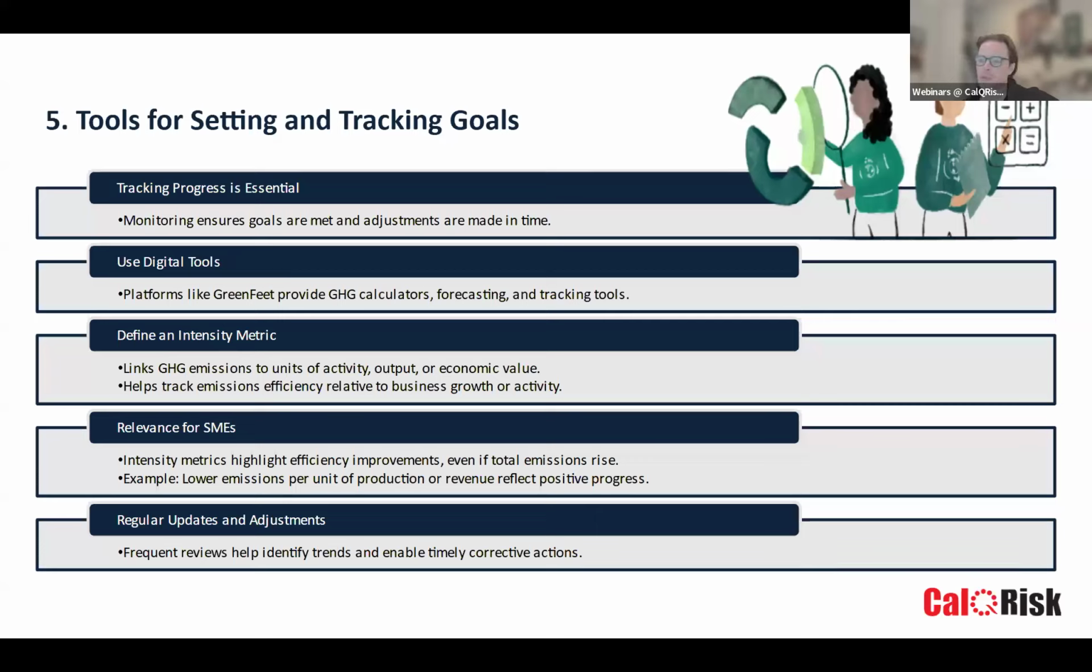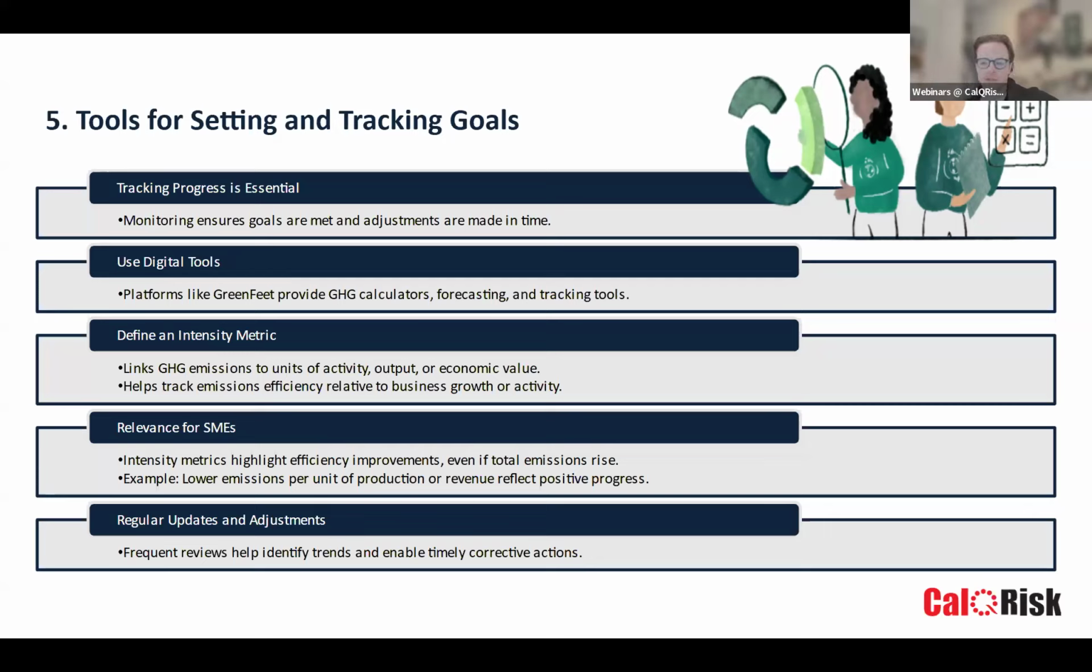Additionally, as a business, one of the biggest recommendations we can make is to define an intensity metric. The intensity metric is a measure that relates greenhouse gas emissions to a specific unit of activity or economic value. In layman's terms, it's effectively a way of tracking your progress year over year, quarter over quarter. For most businesses, your intensity metric will be the amount of emissions produced per full-time employee or per euro of revenue generated, for example. But it should be what drives the activity in the business.